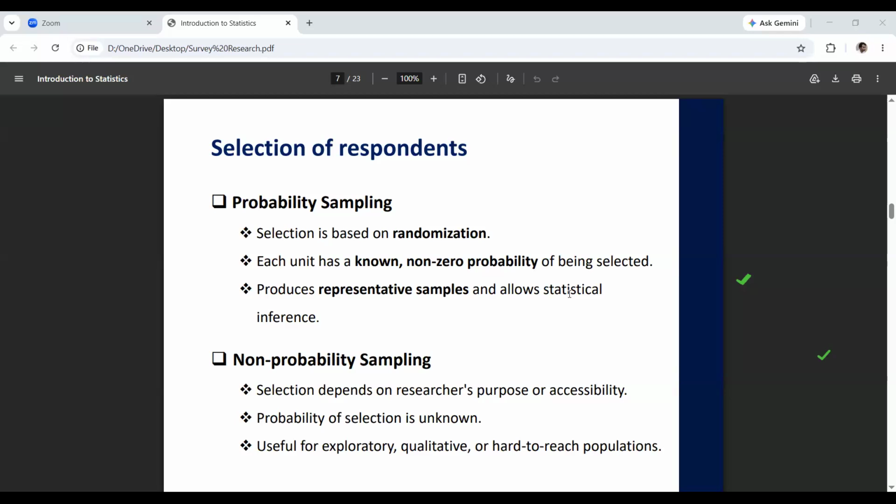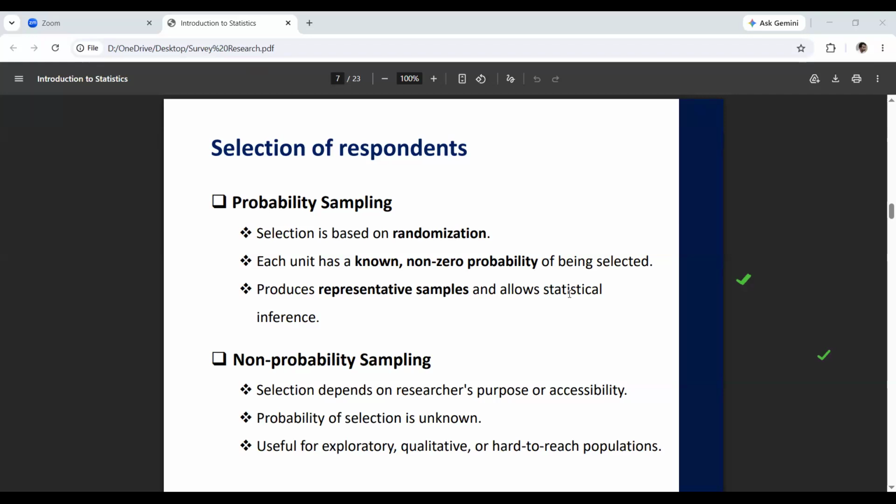So there is a difference of purpose. If your purpose is to estimate parameters, to get representative figures, then you have to apply probability sampling. If your purpose is to apply advanced statistical techniques, then you should apply probability sampling. But if your purpose is to gain some insights into a phenomenon occurring in a community or in a particular target population, then you cannot afford to do probability sampling, random sampling.